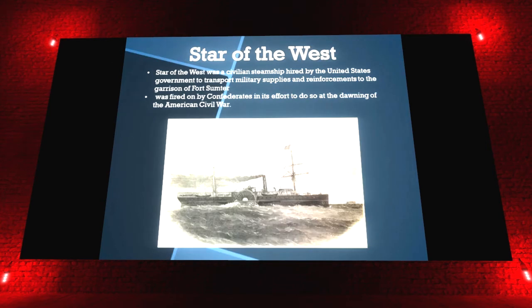The Star of the West was a civilian steamship hired by the United States government to transport military supplies and reinforcements to the garrison of Fort Sumter. The Star of the West was fired upon by Confederates in an effort to dawn the Civil War. Star of the West was given a warning shot across the bow and turned about to leave the harbor mouth. She was hit 3 times by what were effectively the first shots of the American Civil War.